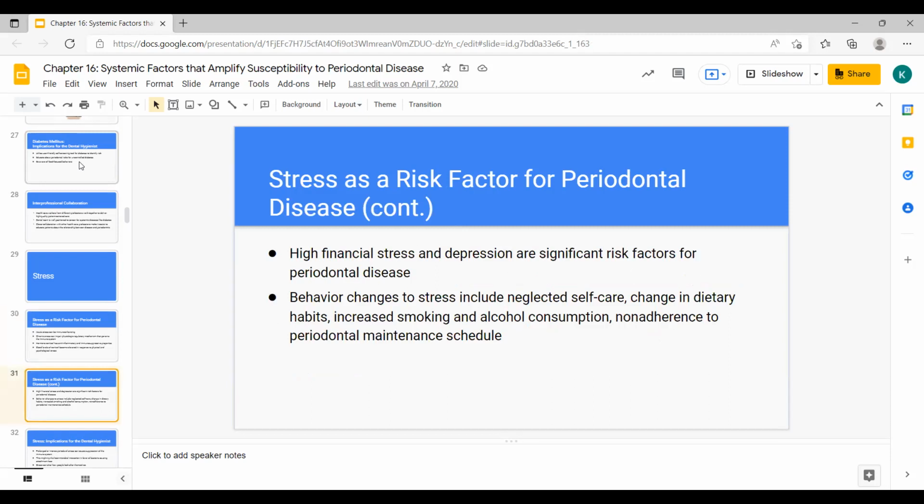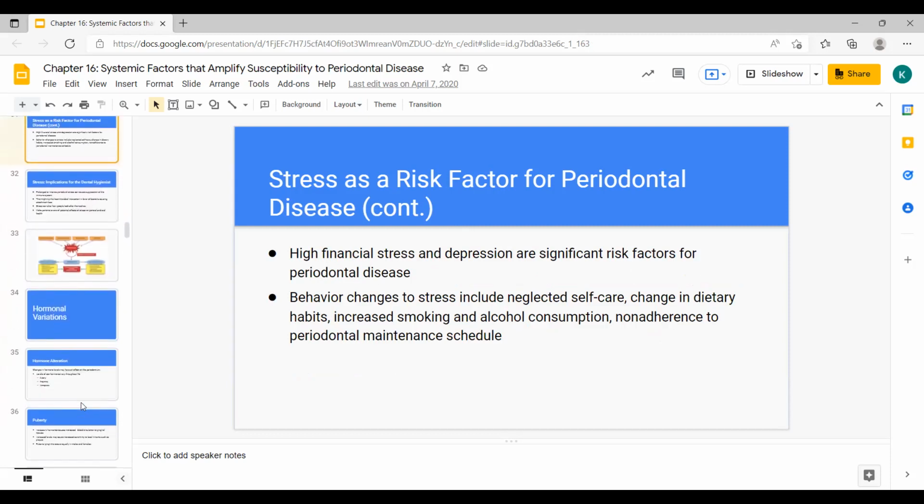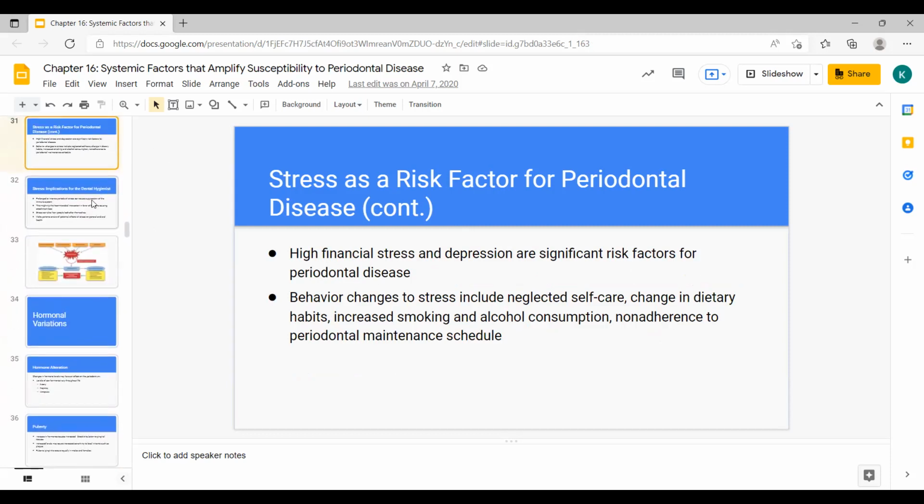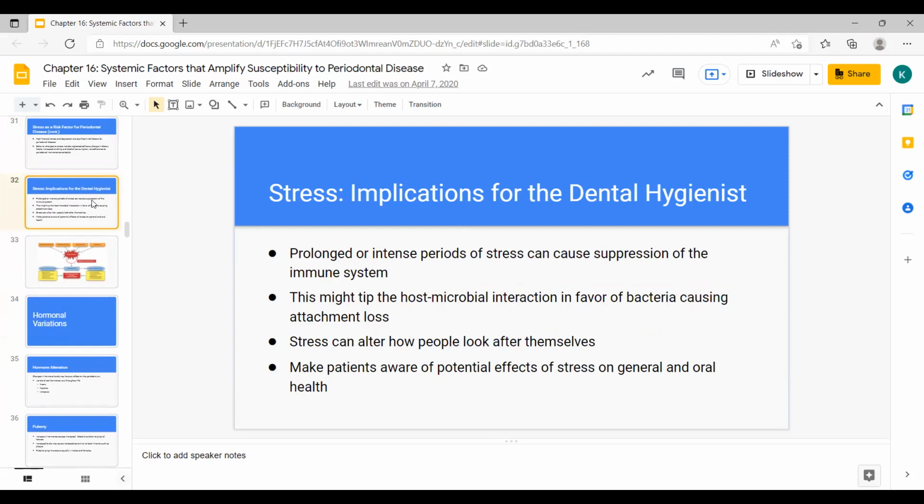Behavioral changes to stress include neglected self-care, changes in dietary habits, increased smoking and alcohol consumption, and non-adherence to periodontal maintenance schedule. I know we've talked about in class a lot too. I've told you guys, especially when you start seeing people on a really regular basis, you'll notice when something is going on with your life or with their life. And just by their oral conditions, it's pretty crazy.